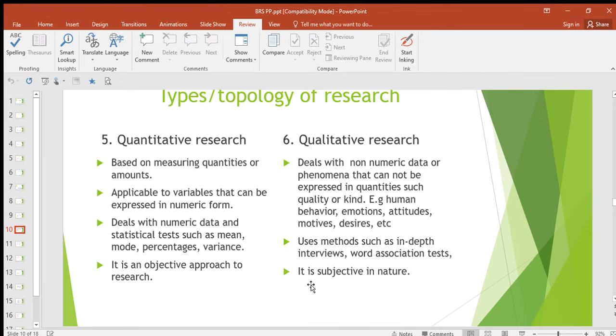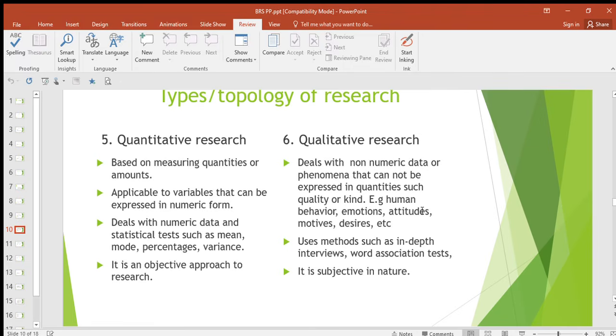Then qualitative research. Qualitative research is the opposite of quantitative research. So this one deals with numeric things. This one deals with non-numeric data or phenomena that cannot be expressed in quantities, such as quality or kind, e.g., human behavior, emotions, attitude, motive, desires. You cannot express someone's desires, emotions, or attitude using a percentage.